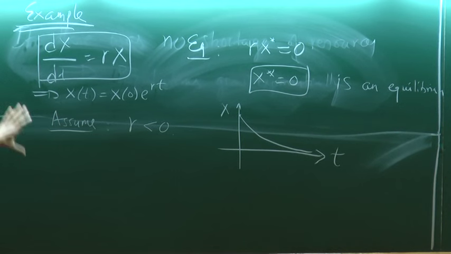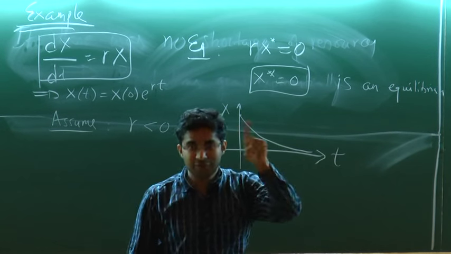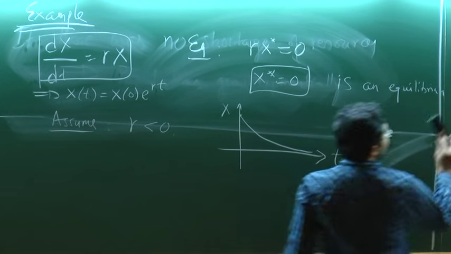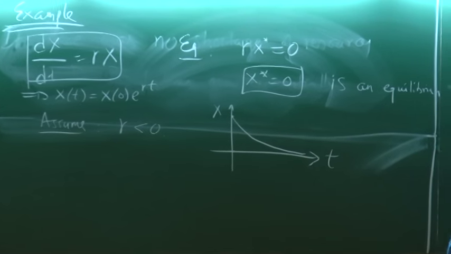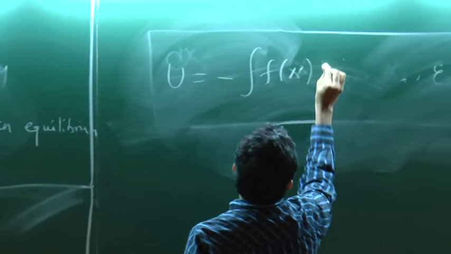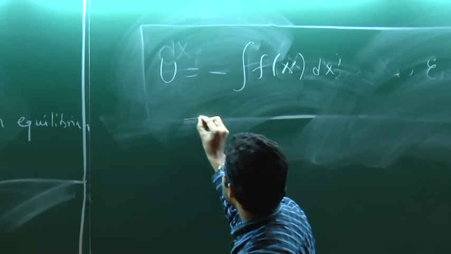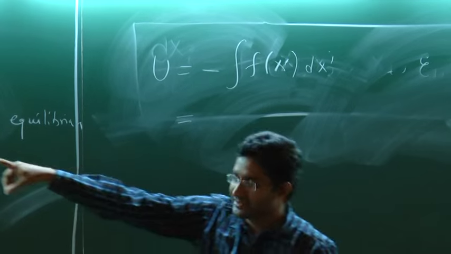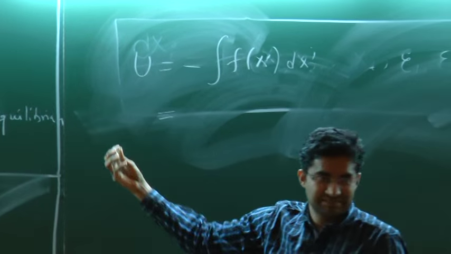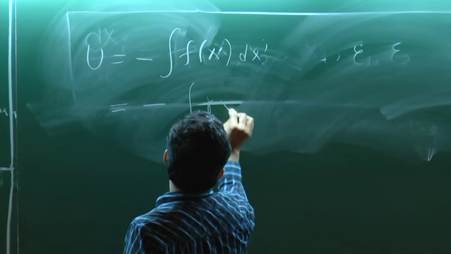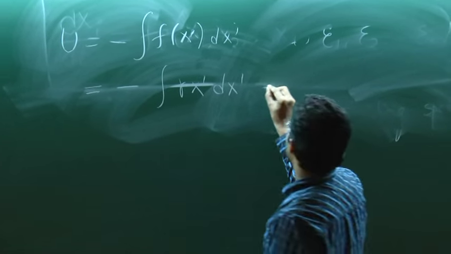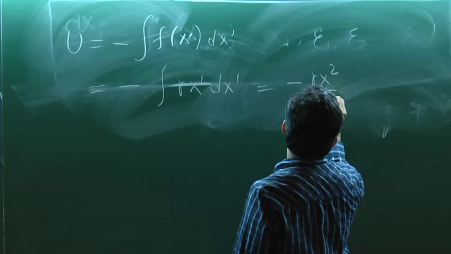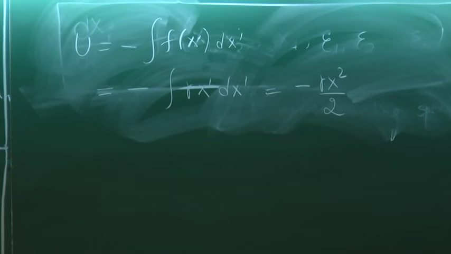Now let me phrase this same thing in terms of the function u. What will be the function u for this equation? So how do we define u? u is defined as the negative of the integral of f of x. And what is f of x for this equation? It's r x. This is just a simple integration, all of you can do this. This is minus r x square over 2. All of you happy with this?